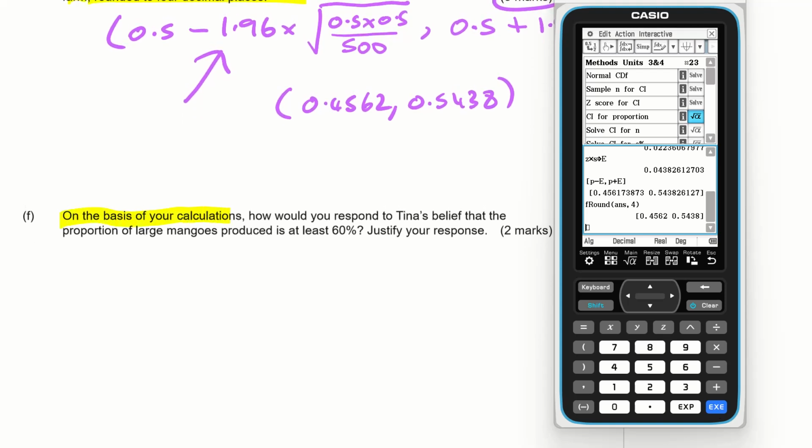On the basis of your calculations, how would you respond to Tina's belief that the proportion of large mangoes produced is at least 60%? Justify your response. Well, I would say she's probably incorrect, and I would cite the fact that 0.6 is not only not within here, but it is some distance beyond.